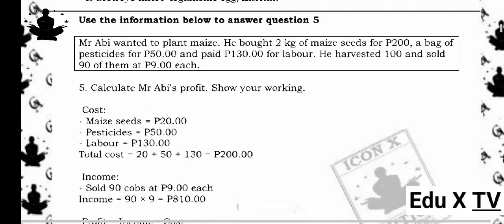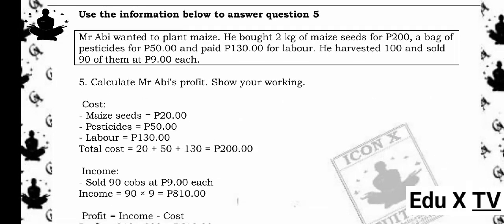Use the information below to answer question 5. Mr. Abbey wanted to plant maize. He bought 2 kg of maize seeds for 20 pula, a bag of pesticides for 50 pula and paid 130 pula for labor. He harvested 100 cobs and sold 90 of them at 9 pula each. 5. Calculate Mr. Abbey's profit.